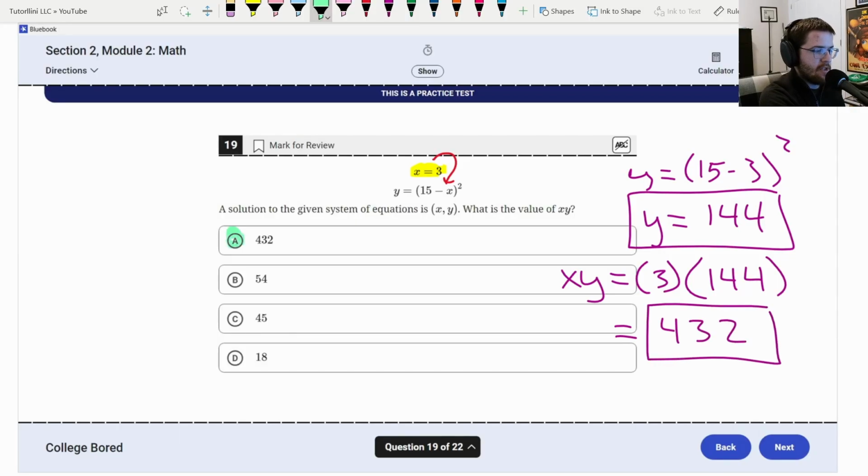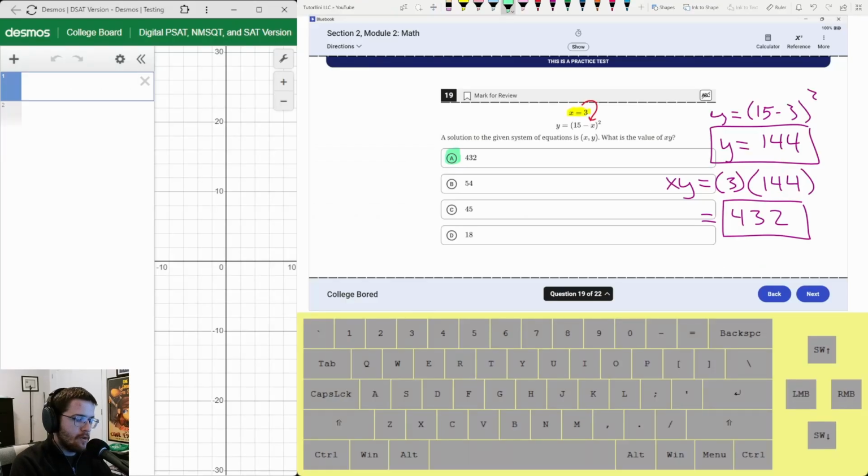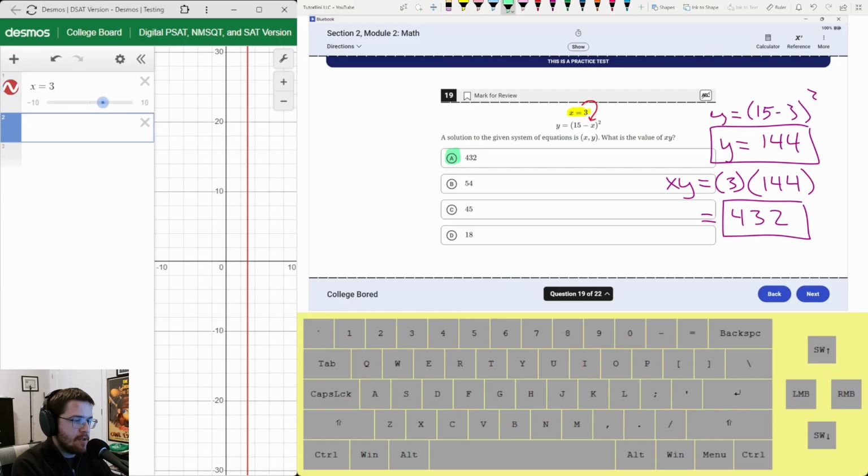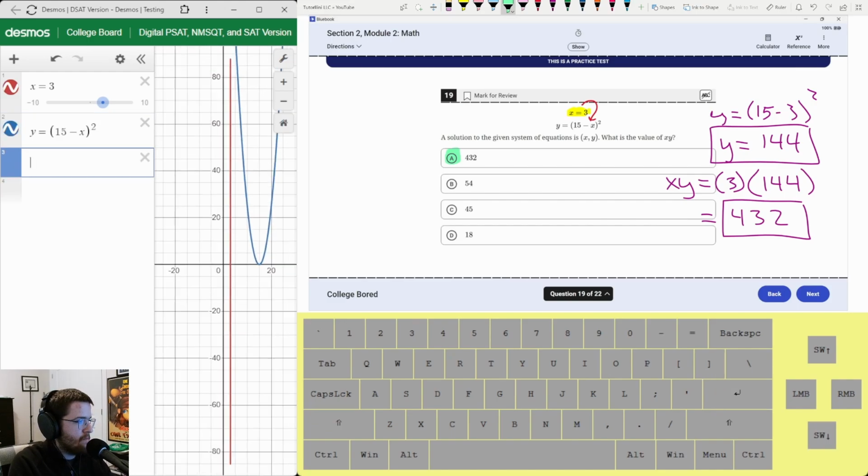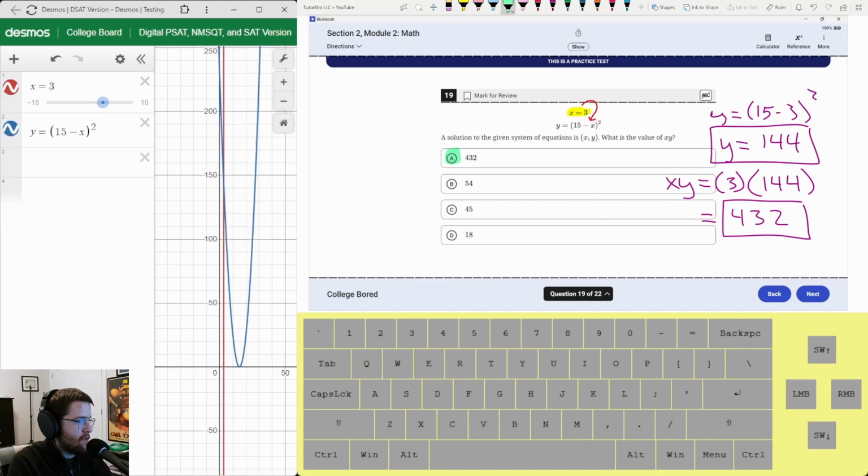And that is answer choice A. We can also do this one entirely on Desmos, so let's go do that. Okay, so x equals 3, y equals 15 minus x quantity squared. We're going to see where they meet. 3 comma 144, so they want xy, so 3 times 144, which is 432 as well.